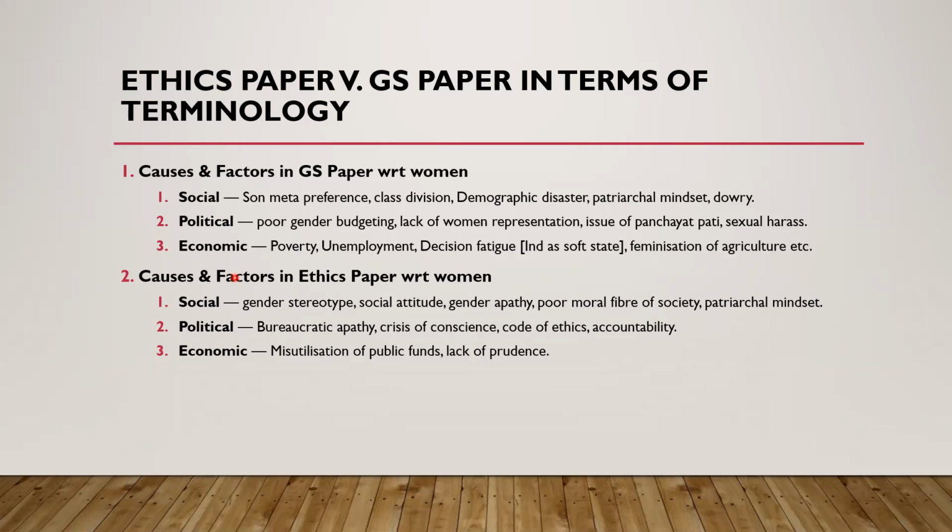Okay. So here you are using ethical terms. Here you are not using other terms like sex ratio, son preference, class division. No, here you will write social attitude, gender apathy, poor moral fiber of the society, patriarchal mindset. Patriarchal is the same, you can use it, but other terms you have to differentiate. Only then will your answer look like it is an answer of ethics.